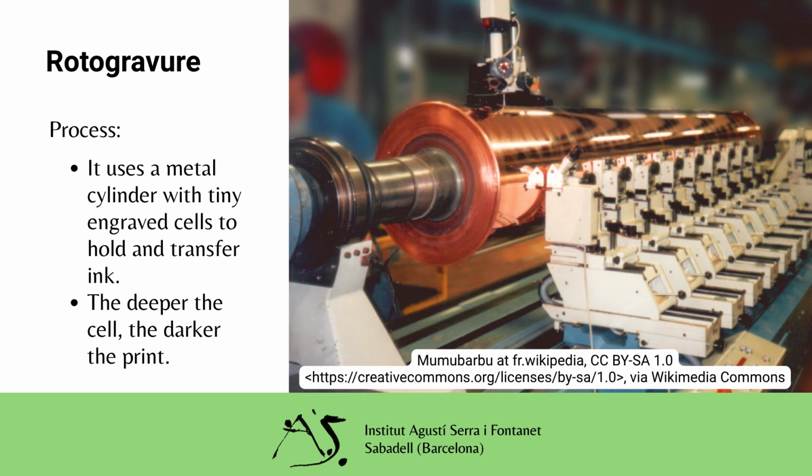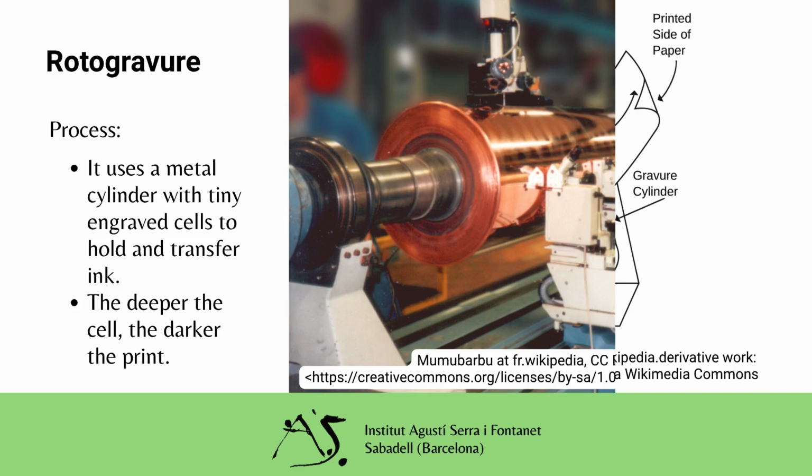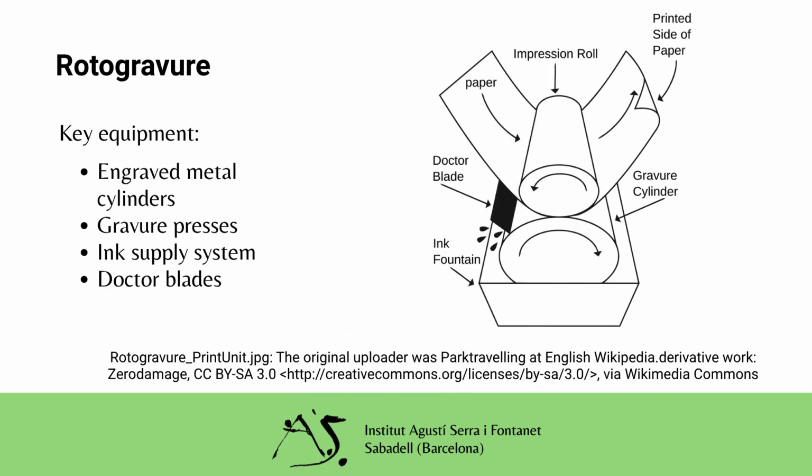It uses a metal cylinder with tiny engraved cells to hold and transfer ink. The deeper the cell, the darker the print. Key equipment: engraved metal cylinders, gravure presses, ink supply system, doctor blades.